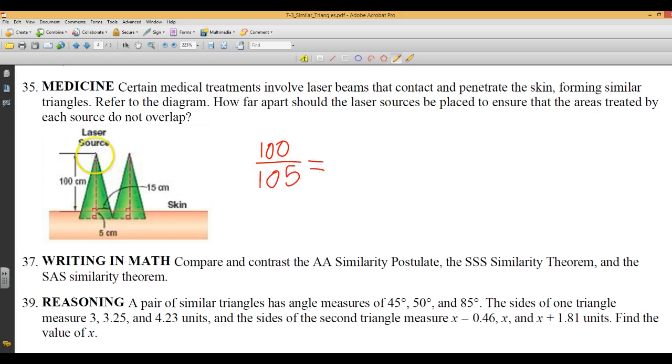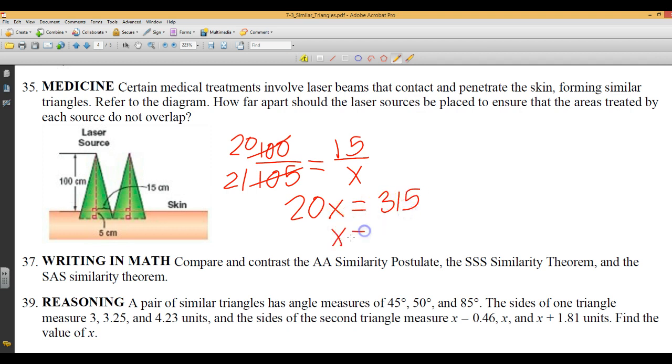And then a side of the smaller triangle we know is 15 right here, as it corresponds to the length that we're trying to find here, which we would call x. And we can simplify here. If we divide them both by 5, we would have 20 over 21. And we can cross multiply and get 20x is equal to 21 times 15, which is 315. And divide that by 20, and we get 15.75. But we would have to multiply that by 2 because we want this length right here. So that would be this length plus this length. And since those two are the same, 15.75, just multiply that by 2. And we have 31.5 centimeters.